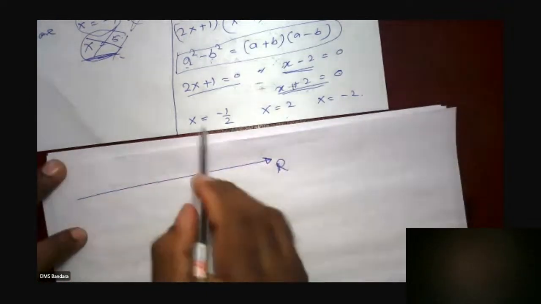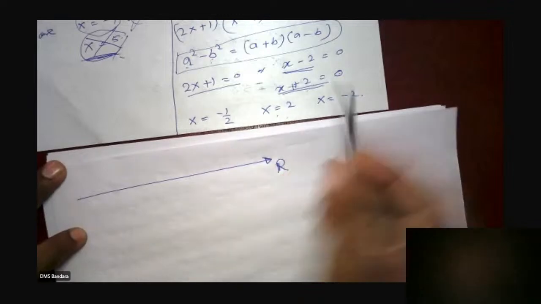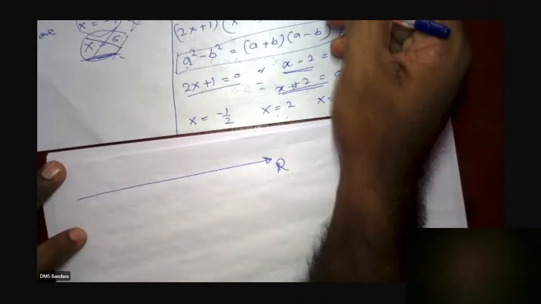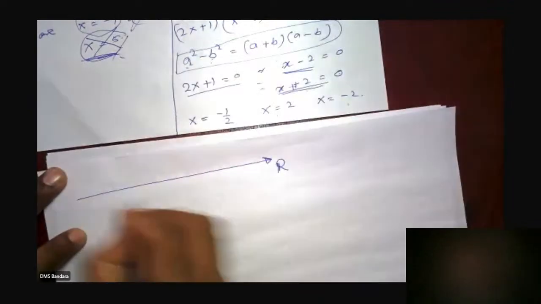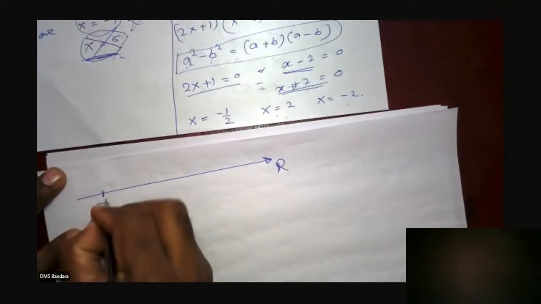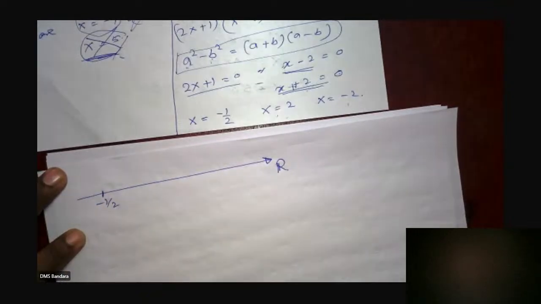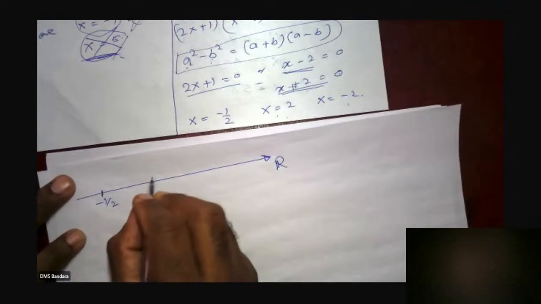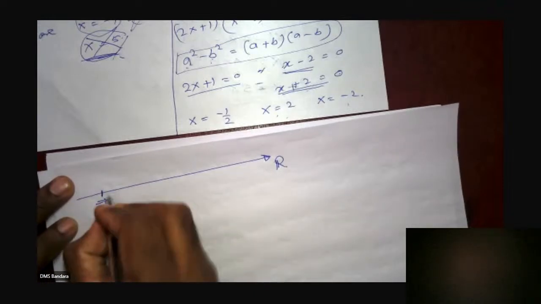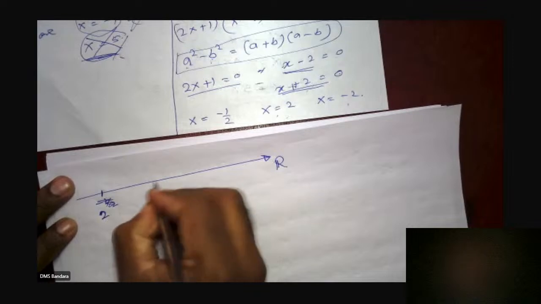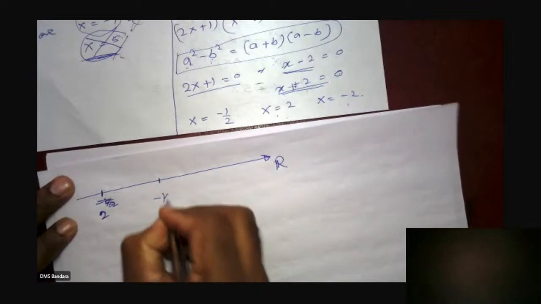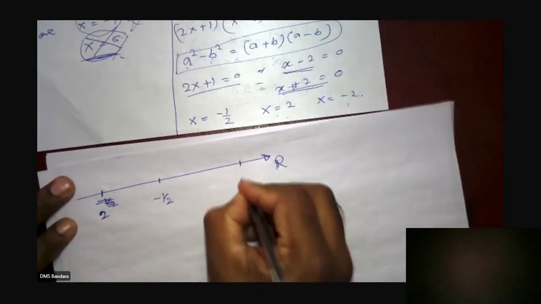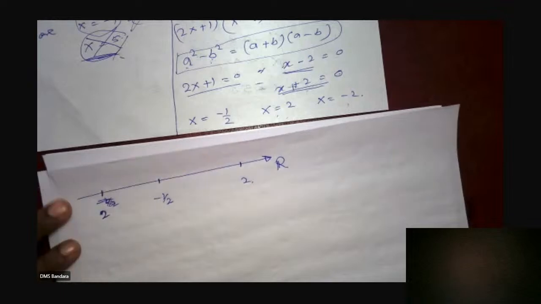Now we are going to place the previous 3 values, what we got from this equation, on here, right? Here is minus half and minus 2. The first one is minus 2. The next one is minus half, then plus 2. Now how many sides do we have to check these inequalities?